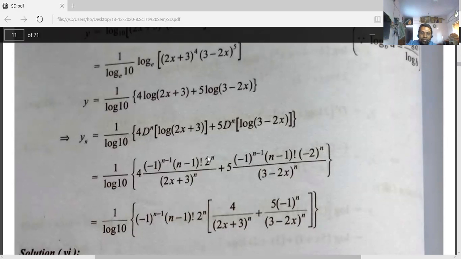In the formula here we have a to the power n. We are replacing that a by 2, and here (2x plus 3), that is (ax + b) to the power n, you are writing. Now 5 times, again here also this is the same: minus 1 to the power n minus 1, n minus 1 factorial. What is the value of a here? A is equal to minus 2.